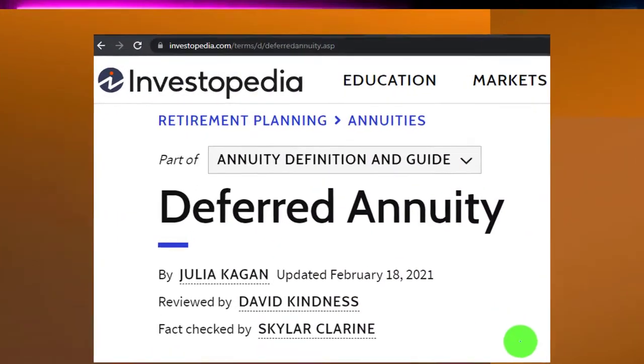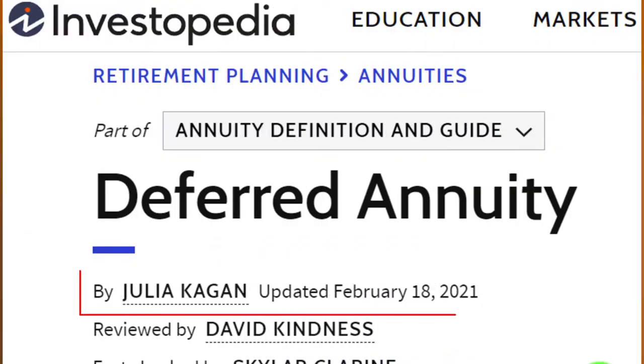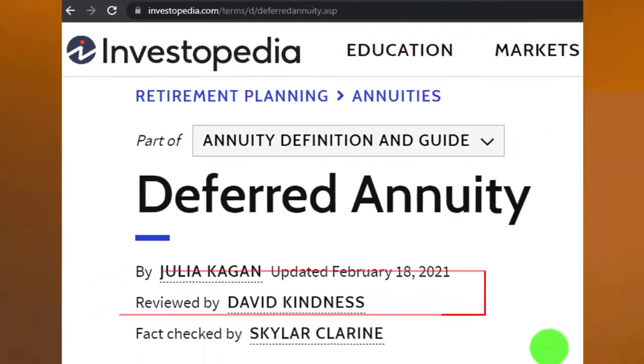Most of this information can be found at Investopedia, Deferred Annuity, which you can find online. Take a look at the references and resources, and continue your research from there. This is by Julia Kagan, updated February 18th, 2021.